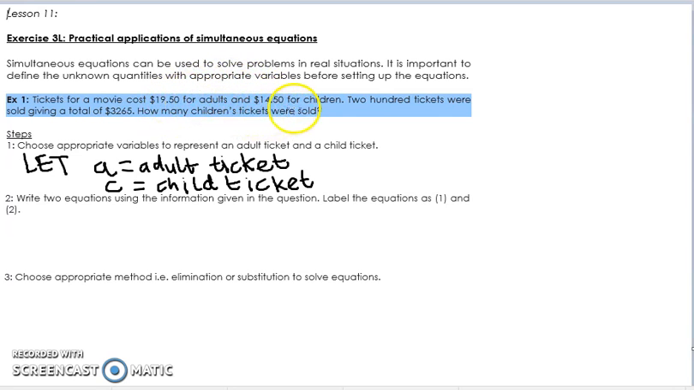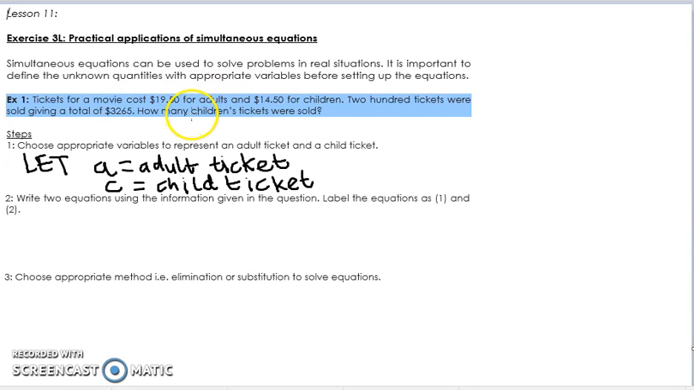Okay, it's saying here that 200 tickets were sold, giving a total of 3,265. Now, believe it or not, that sentence in itself will provide us with our two equations in conjunction with these prices. So what do I mean by that?